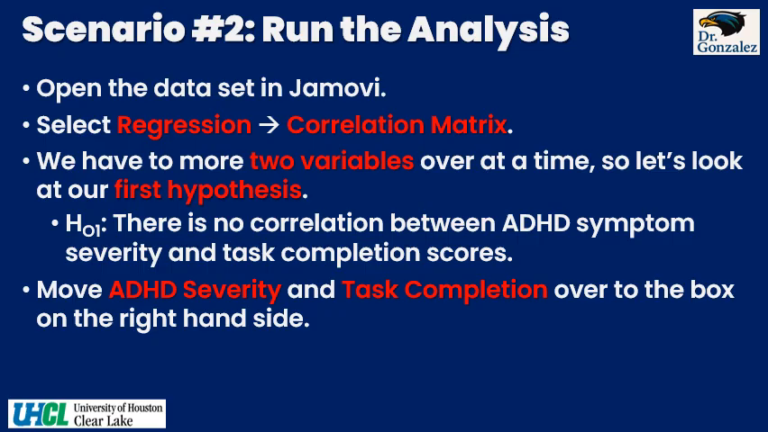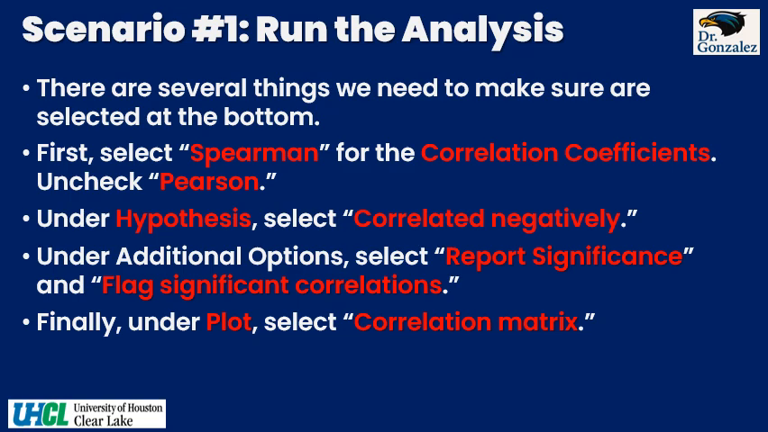Then we're going to go over what you need to make sure is clicked underneath. So underneath it, I want you to make sure you've selected Spearman for your correlation coefficient, and I want you to uncheck Pearson, because if you don't, it's going to calculate both of them, and I don't want you to have to sift through all that data. Uncheck Pearson, check Spearman. Under your hypothesis, please select correlated negatively, because that's what we hypothesized, right? And then under additional options, make sure you've got report significance and flag significant correlations checked. And under plot, I want you to select correlation matrix.